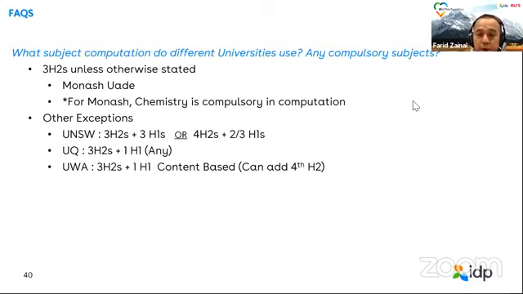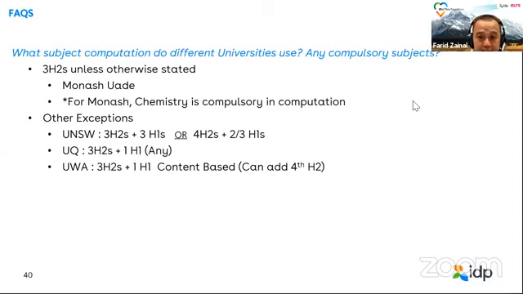So to start with, the first question would be, which subject computation do different universities use? I believe this was covered earlier, but as this is one of the more popular questions, I will cover this again. Monash and the University of Adelaide only take in the best 3 H2 subjects, and chemistry is a prerequisite for Monash with a minimum required B grade.